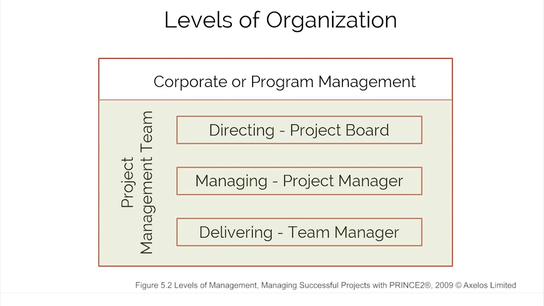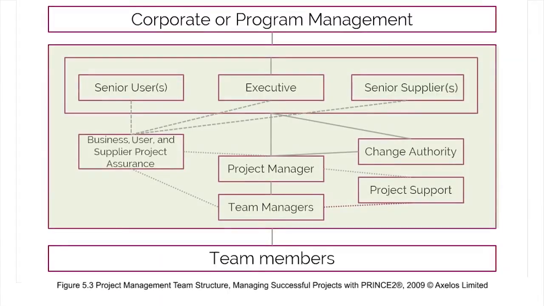A project management team is a temporary structure formed to manage a project. The project management team is active only while the project runs. The team is disbanded once the project is over. The roles of the executive and senior user can often be combined. However, some of the PRINCE2 responsibilities cannot be shared or delegated if they're to be undertaken effectively.